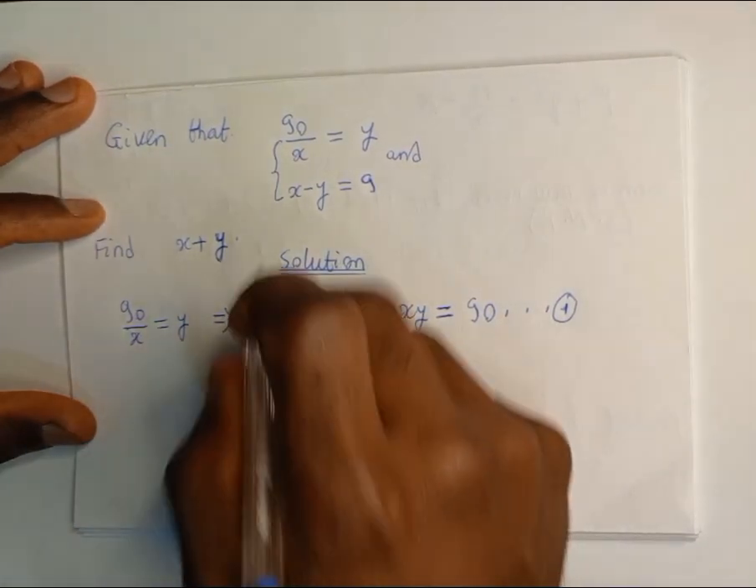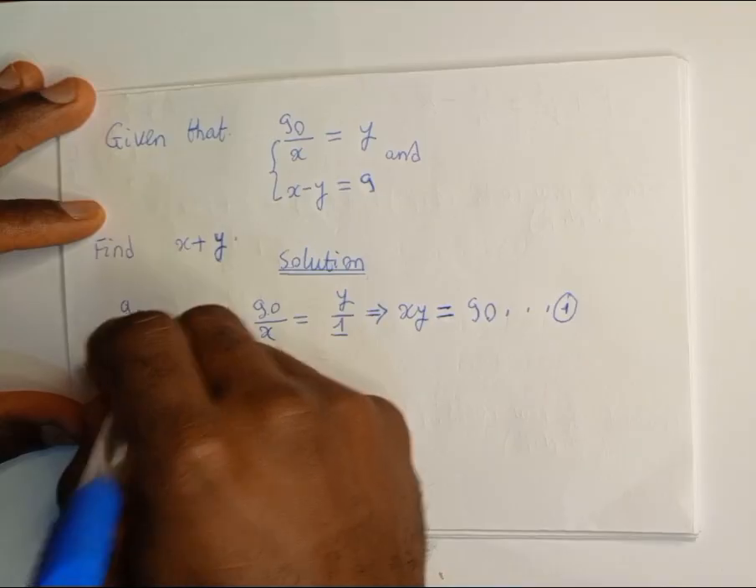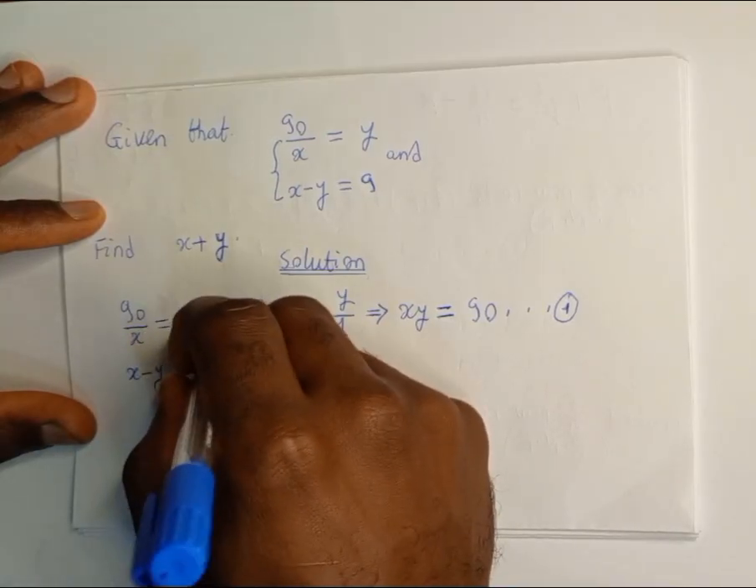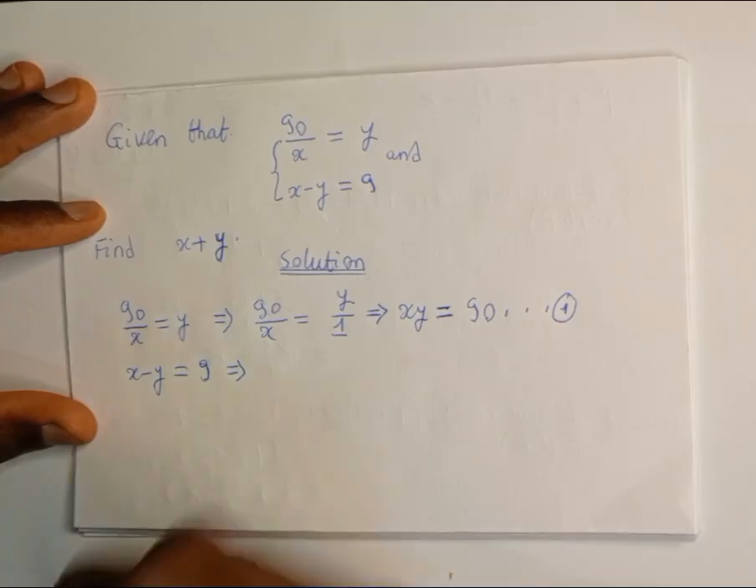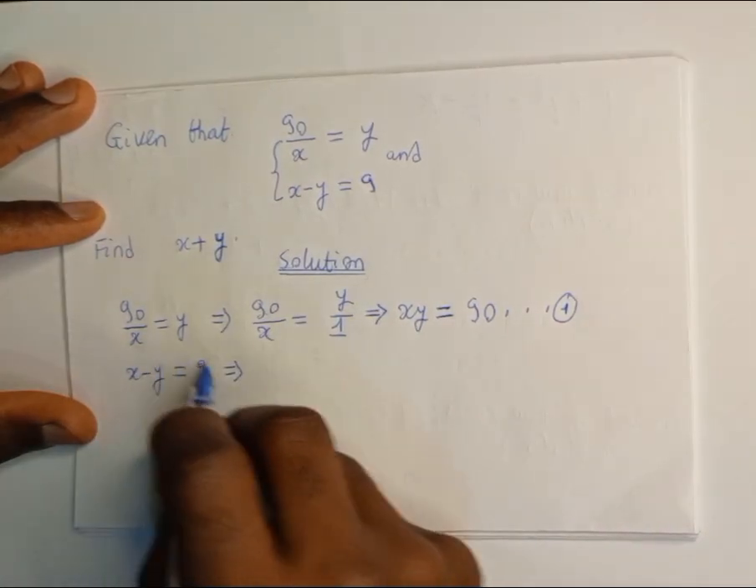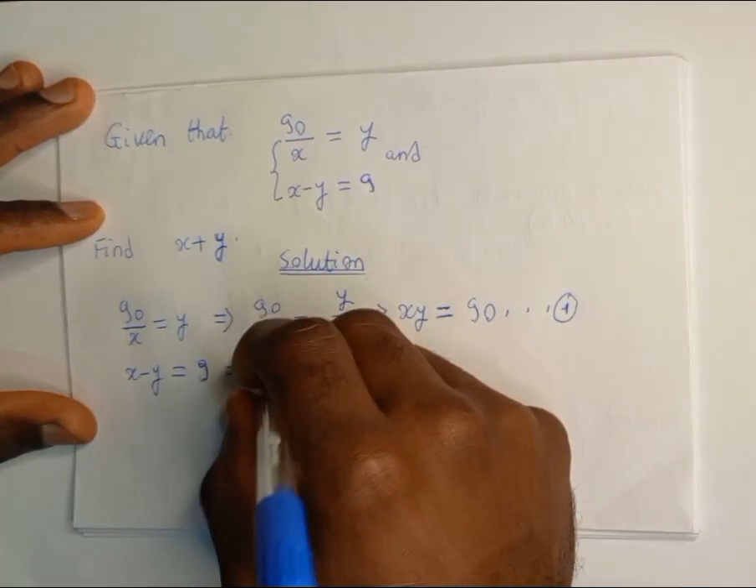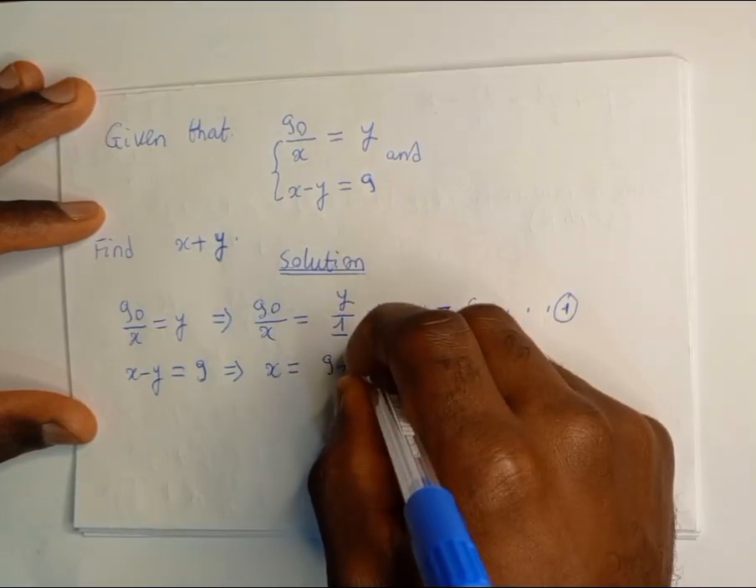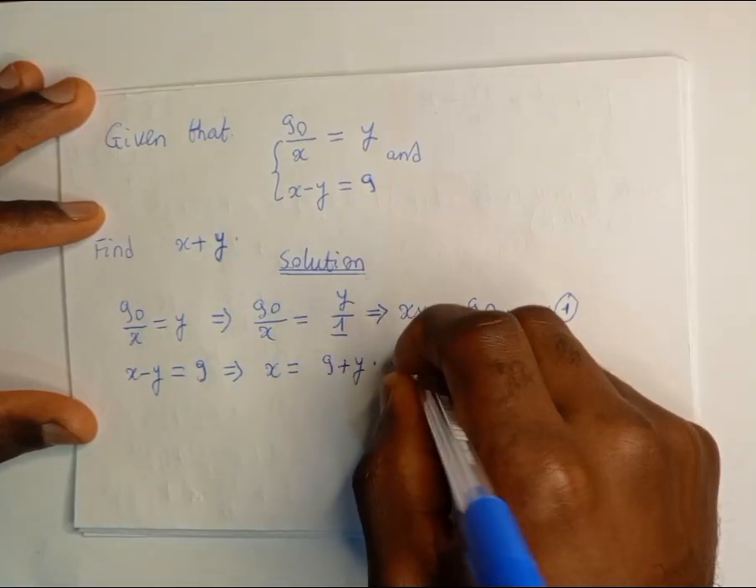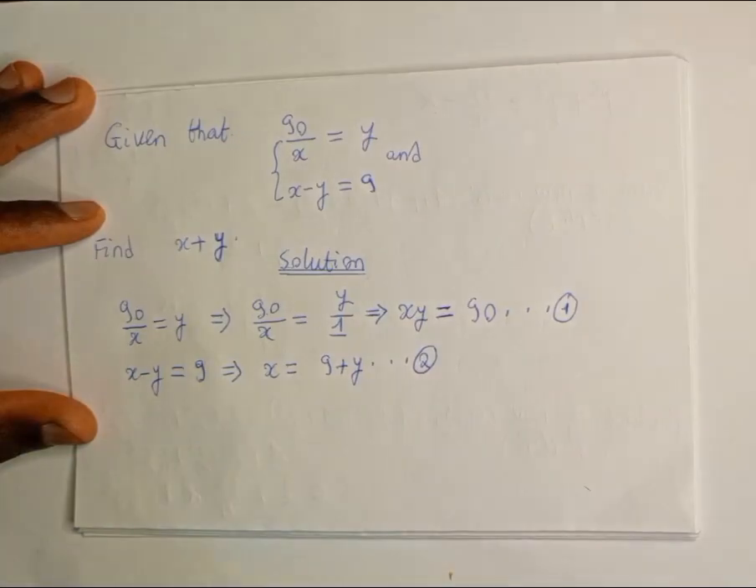We go now to the second equation, which is x minus y is equal to 9. Then if we make x the subject of formula, by transferring negative y to the right hand side, x will be equal to 9 plus y. We call this one equation 2.